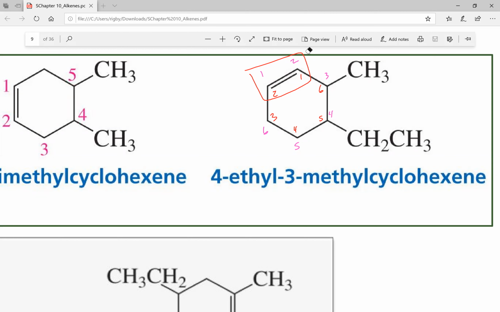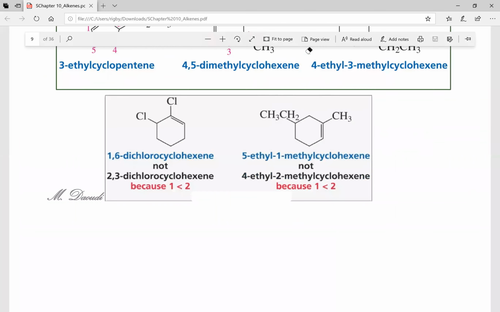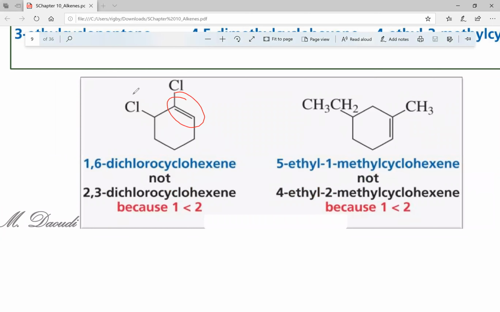Okay, so now let's talk about something that's a little bit tricky. Whenever you have a substituent on either side of the double bond, so we see this guy right here, let's ignore that this chlorine is here for now. We are always going to give the side of the double bond that contains the substituent the designation of 1. Okay? And this is because 9 times out of 10, this is going to give that substituent a lower number overall. So this would be 1, 2, 3, 4, 5, 6.